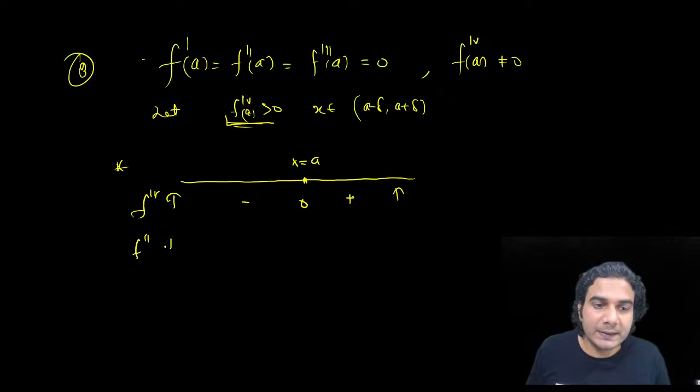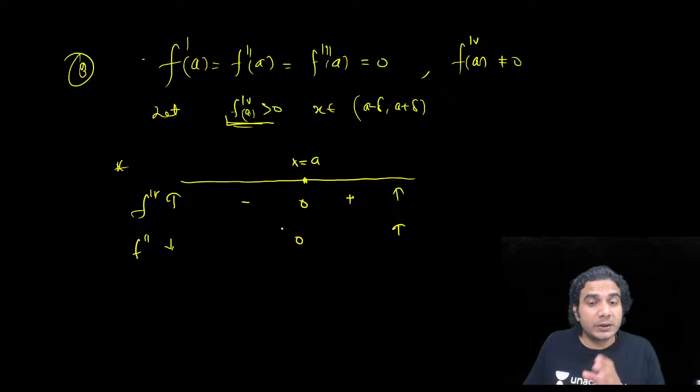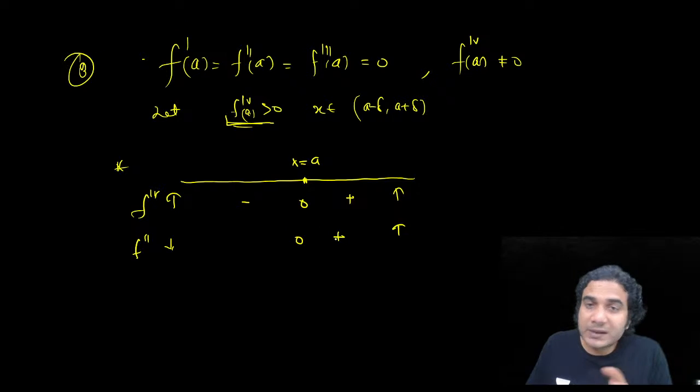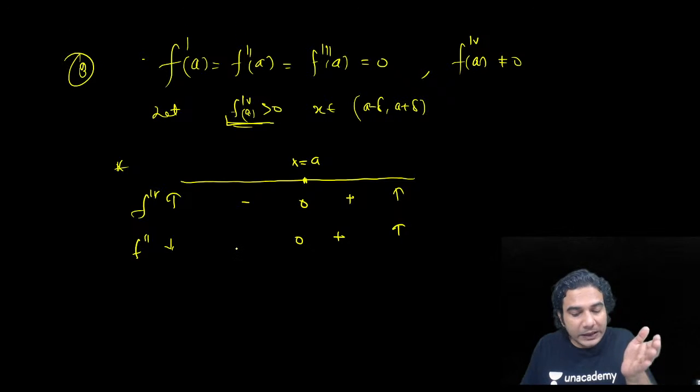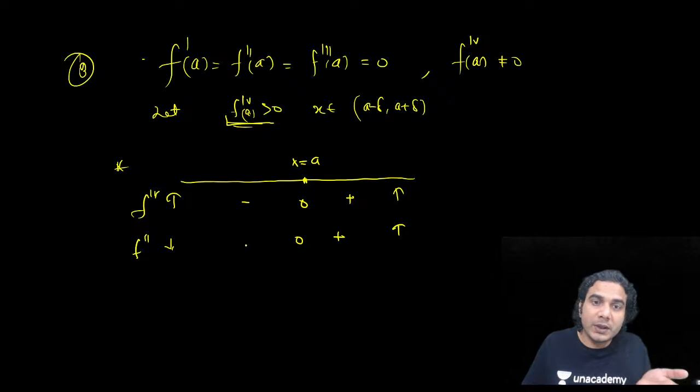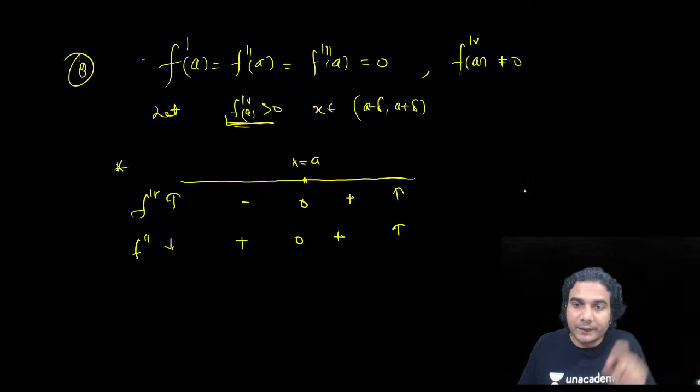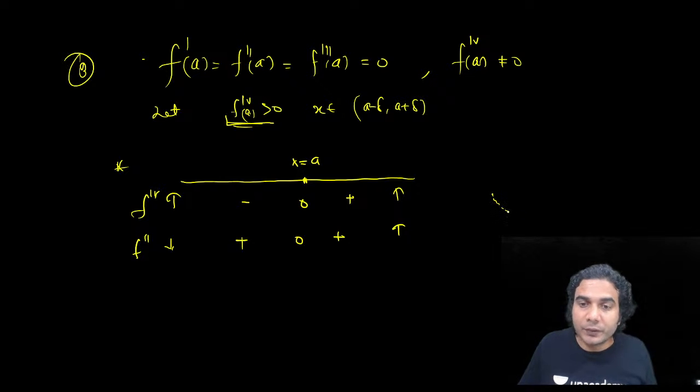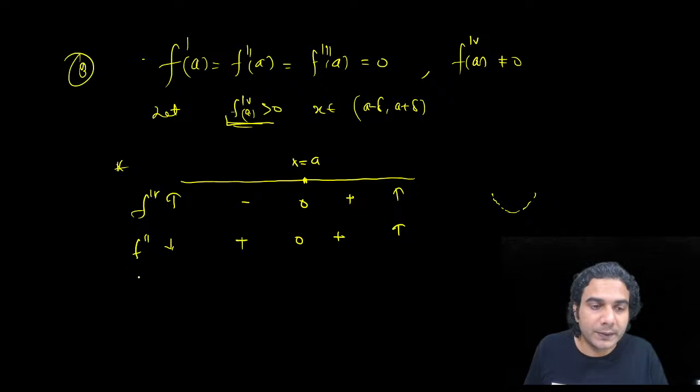F double dash is decreasing here and increasing here, right? So let's discuss the sign. And f double dash 0 we know is 0. So because it is 0 and after that it is increasing, so obviously it will become positive. And before that it was decreasing. That means it was decreasing and became 0. That means before 0 it was positive. So positive, again same explanation, positive to 0 and 0 to positive. So decreasing, increasing. Okay, so 0 is, you can say, the minima of this f double dash.